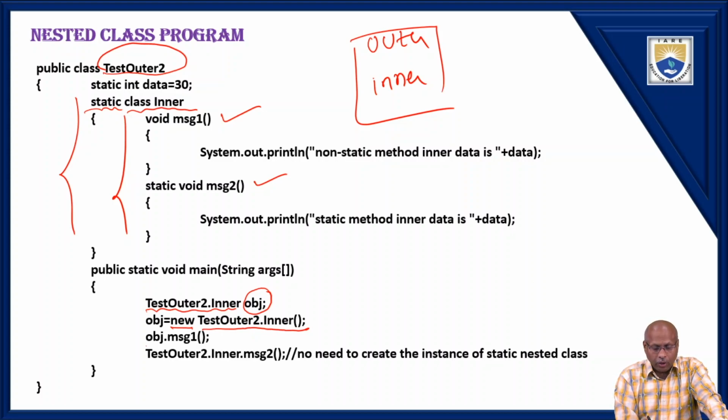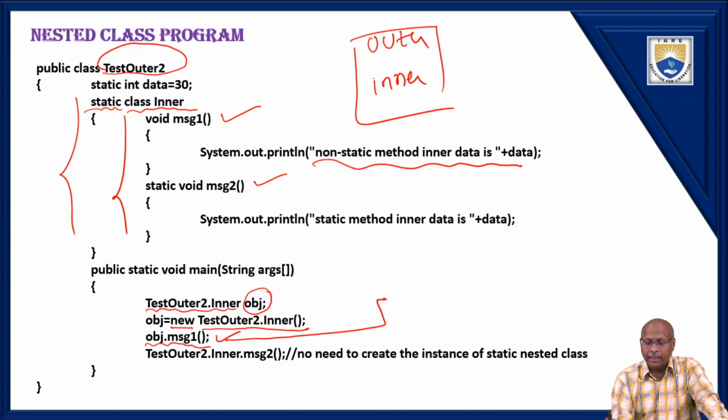Now you can call like this, obj.msg1. msg1 is what? It is a non-static. If it is non-static, then you have to call it through an object only. So obj.msg1 you can call. Once you call this statement, what will happen? The non-static method prints the inner data. What is the inner data value? That is 30. So 30 is printed here.